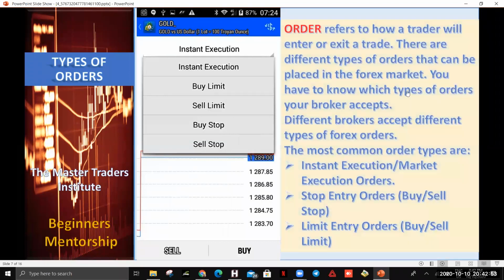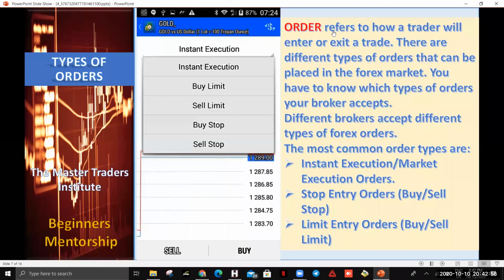Now, this is the explanation of it. Orders refers to how traders will enter or exit a trade. There are different types of order that can be placed in the forex market. You have to know which type of orders your broker accepts. Different brokers accept different types of forex orders. The most common order types are the instant execution, the market execution, stop entry order, limit entry order, that's the buy limit or sell limit. I'm going to explain how all this works.